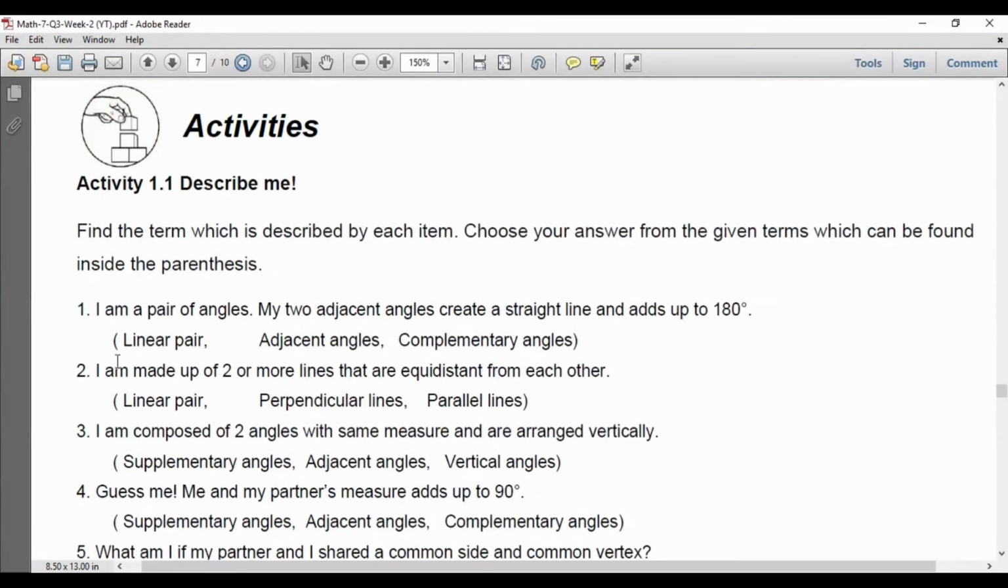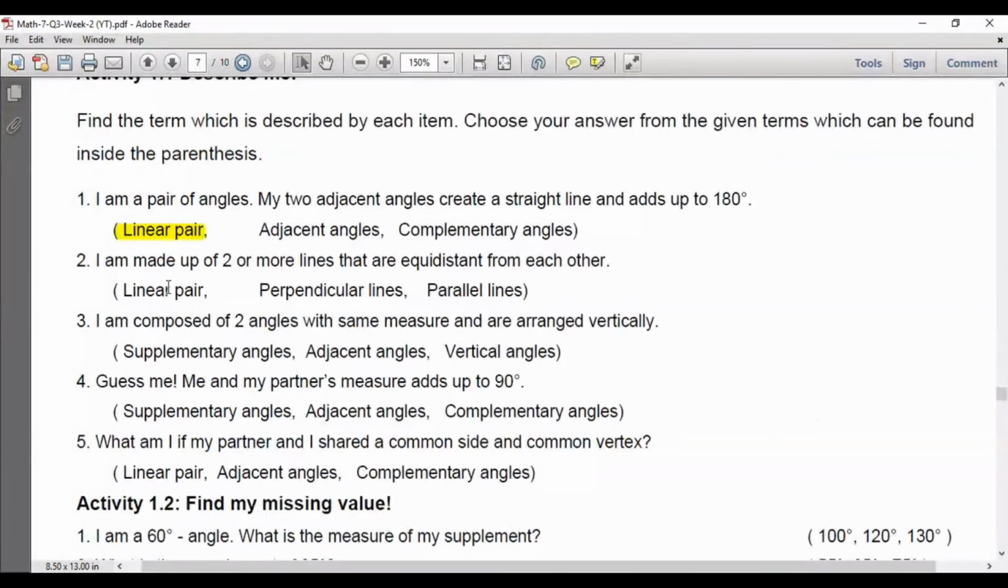So, 1.1. I am a pair of angles. My two adjacent angles create a straight line and add up to 180 degrees. Ano yun? A pair of angles. Okay, linear pair ba yun? Okay. I am made up of two or more lines that are equidistant from each other. Two or more lines, basta equidistant. Ano yung sinasabi doon? So, they are parallel lines.